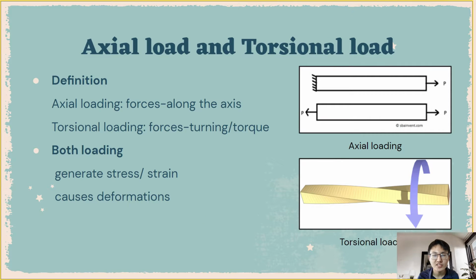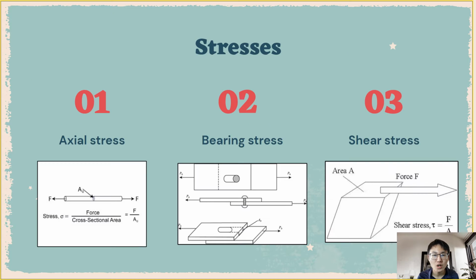Next, let me give some explanations about axial and torsional load. Axial loading is the forces that are experienced along the axis by a beam, whereas torsional loading is the forces that generate torque or cause the beam to turn. Nevertheless, these two types of loads generate stress and strain towards the beam and result in deformation. Furthermore, there are different types of stresses that we will be discussing further in this video, which are axial stress, bearing stress, and shear stress.